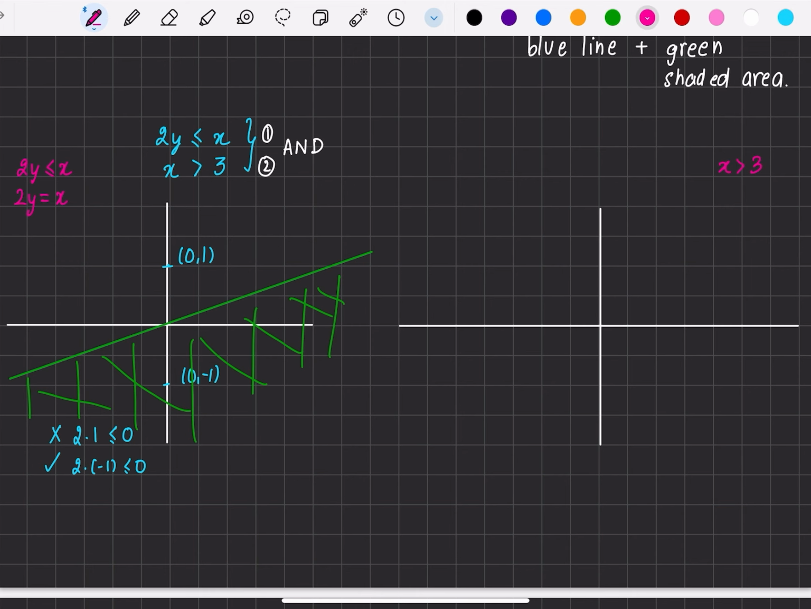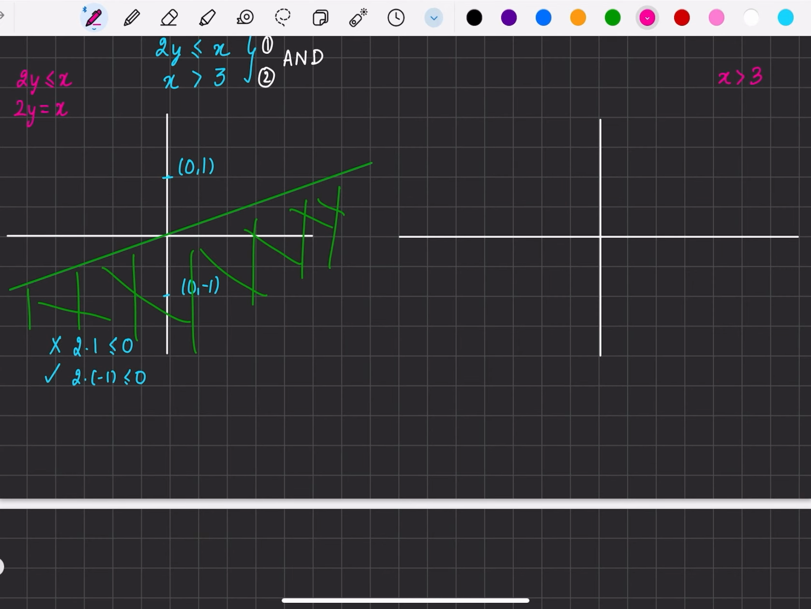Let's now solve the second inequality, which is x greater than 3. We'll draw the line x equals 3. It's the most basic line here, right? This is x equals 3. Now we'll pick 2 points here, 1 point on each side. Let's say (4, 0) and (2, 0). Is 4 greater than 3? Yes. Is 2 greater than 3? No. Hence the solution space is going to be this.